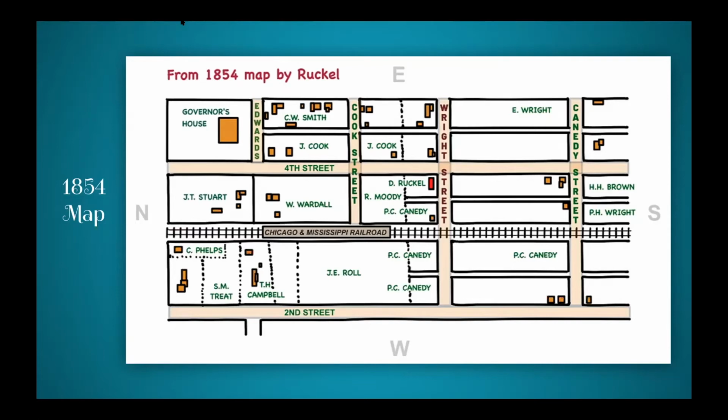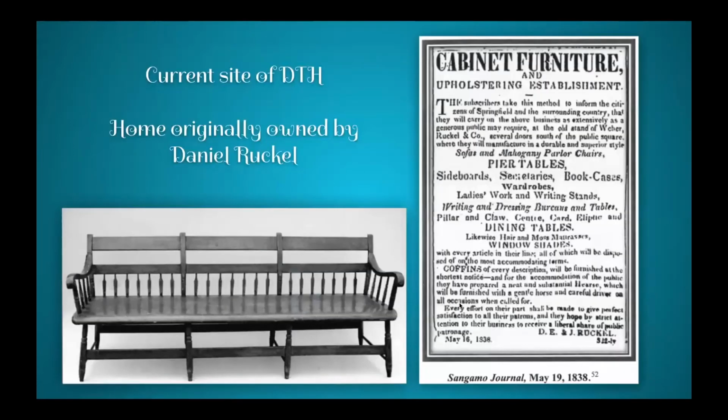But at the current site of the Dana Thomas House in 1854, there was a house owned by Daniel Ruckel. Ruckel and his brother Jacob were furniture makers. They came to Sangamo Town near Springfield in the 1840s, ran a sawmill, and built cabinets. They moved into Springfield in 1843 and added upholstery and paper hangings to their business.